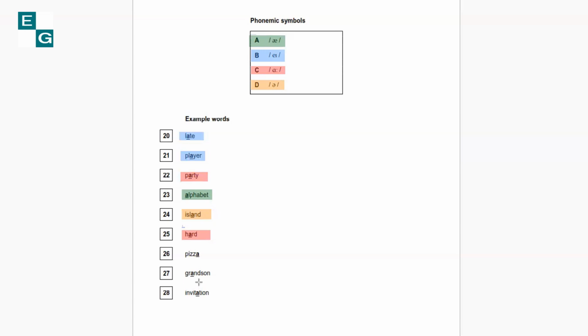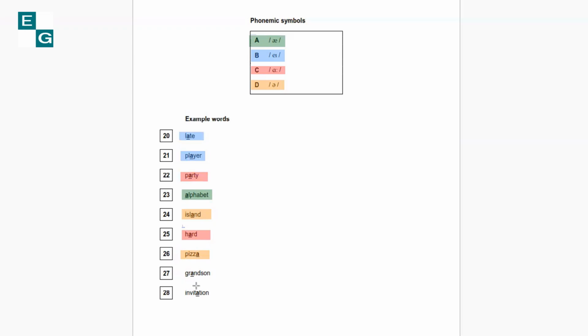Then for number 26, we also have a weak sound in pizza, because the underlined letter A is in the weak syllable, pizza. That means it belongs to option D, the weak syllable.